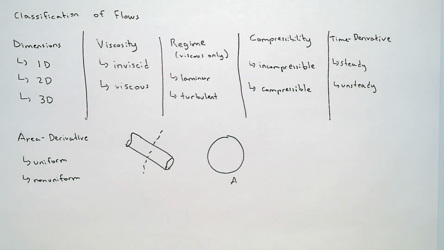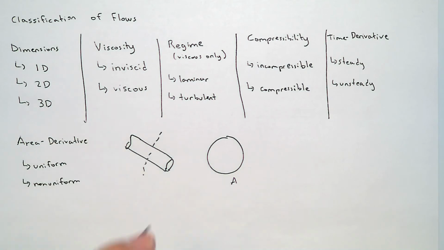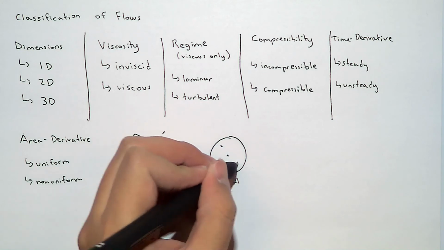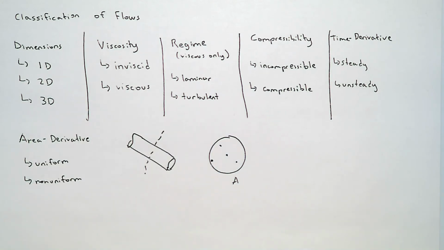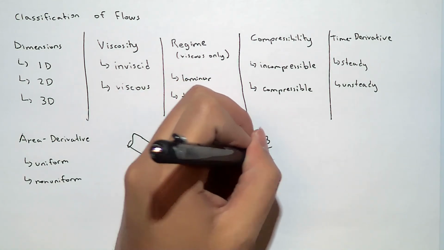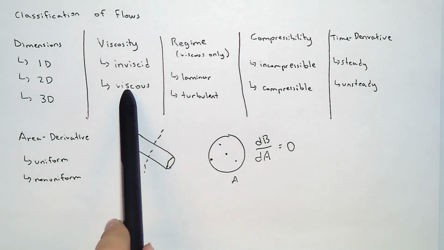So when I say that my flow is uniform, I assume that all my fluid properties in this cross-sectional area are constant. In other words, the velocity is the same here as it is here, as it is anywhere in the cross-sectional area. So if I were to define my property as B, then the rate of change of B with respect to any dimension in that area would be simply 0. Okay? So that's what uniform means. Now, just as a discussion question, can I have a viscous and uniform flow?